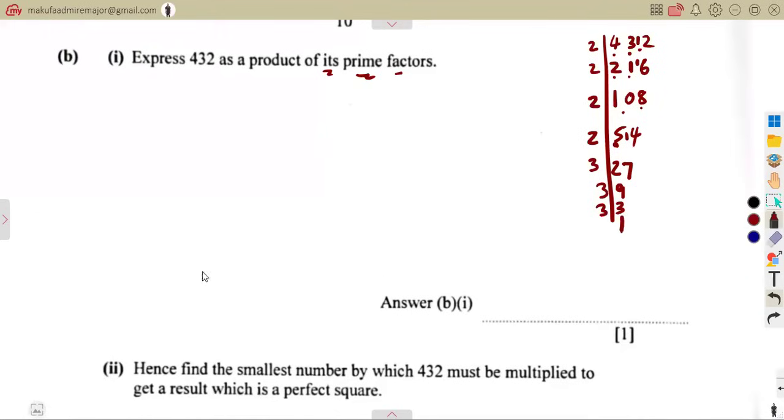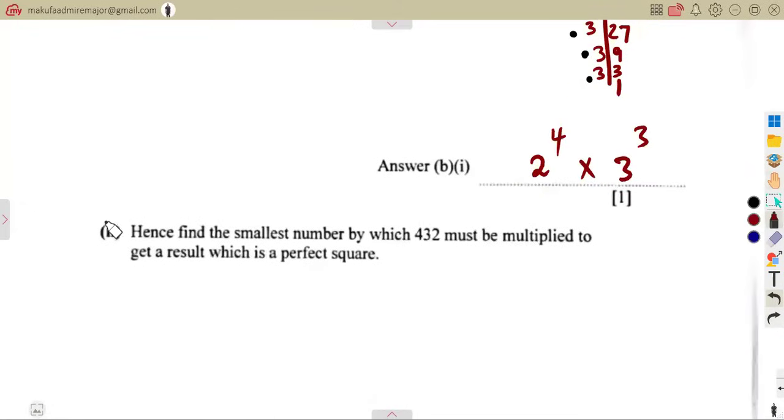So you can actually write this number as 2 times 2 times 2 times 2 times 3 times 3 times 3, which is fine. Or you can just ask yourself how many times 2 is multiplying itself: 1, 2, 3, 4. So this is the same as 2 to the power of 4. And 3 is multiplying itself how many times? 1, 2, 3. So this is 3 to the power of 3. You can also write your answer this way, as a product of its prime factors. It's still one and the same.